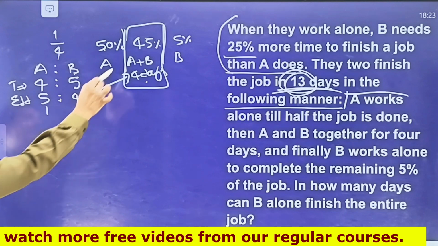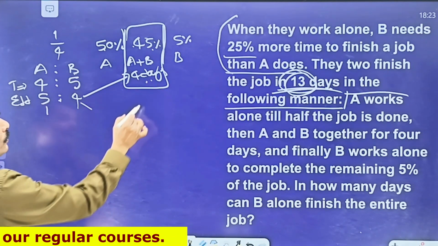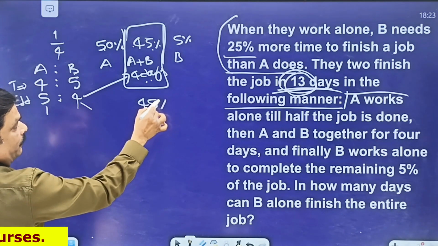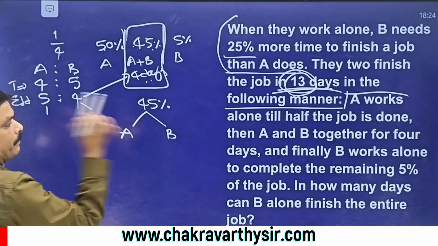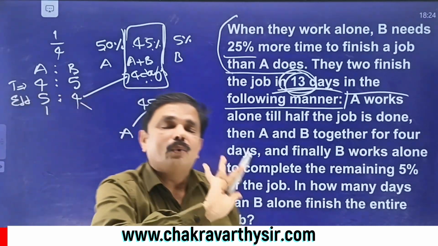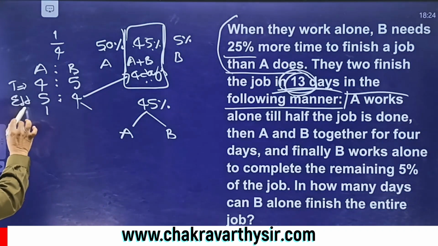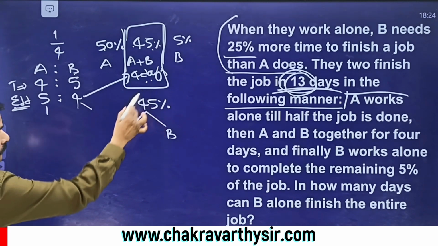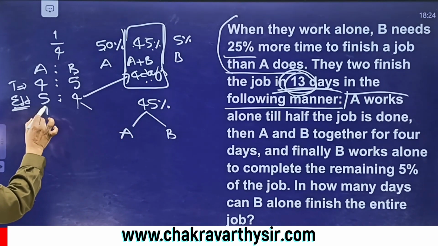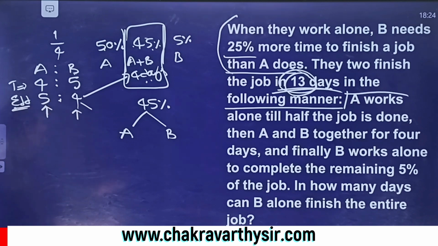How? 45% of the work is done by A and B in 4 days. Out of this 45% of the work, how much work is done by A and how much work is done by B? With this clue, you can crack this question. How much work is done by A? The efficiency ratio is 5:4. Now, in this 45% of the work, 5 parts are done by A and 4 parts are done by B. As simple as this one.